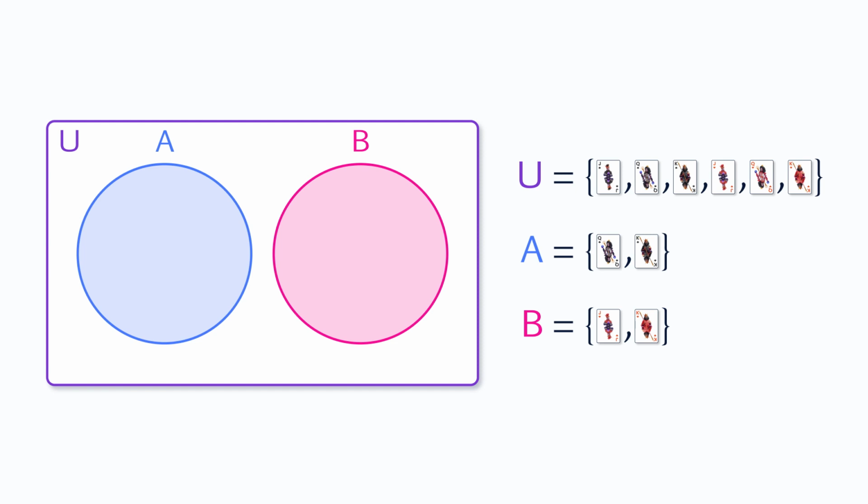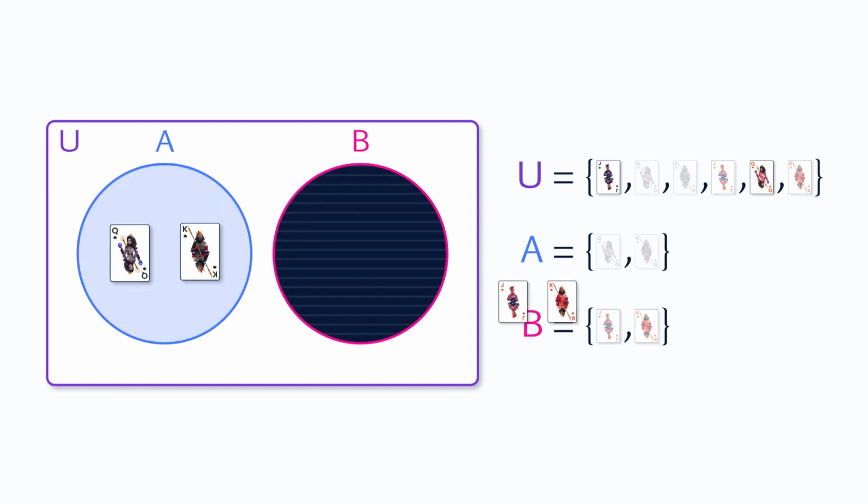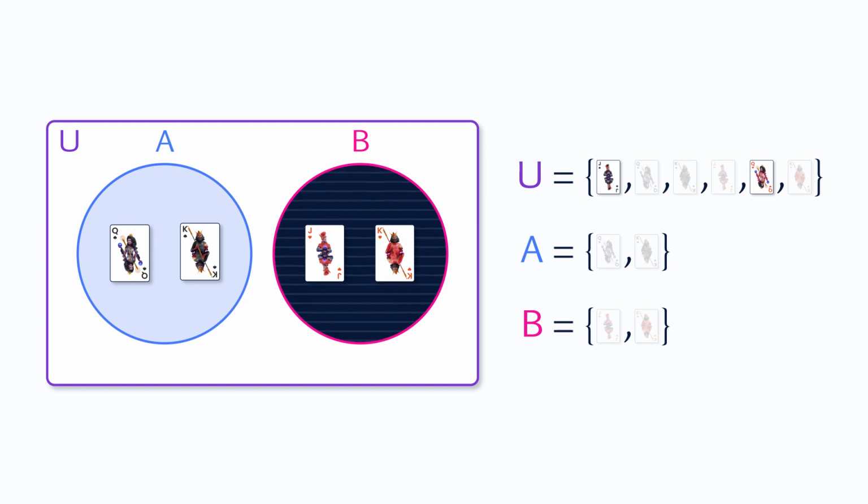Now, let's place the elements where they belong in the diagram. The Queen and King of spades go into circle A. The Jack and King of hearts go into circle B.